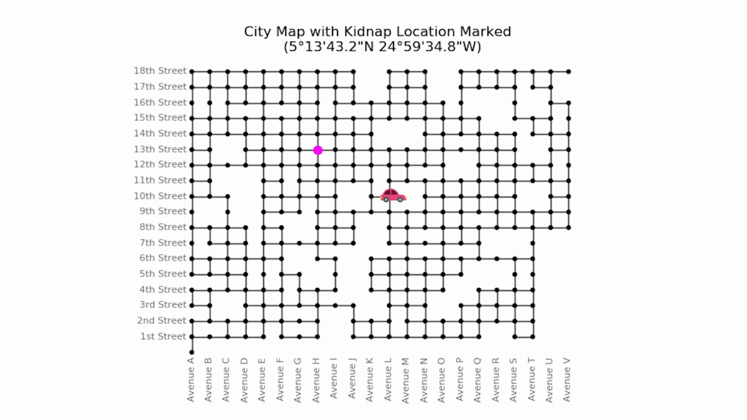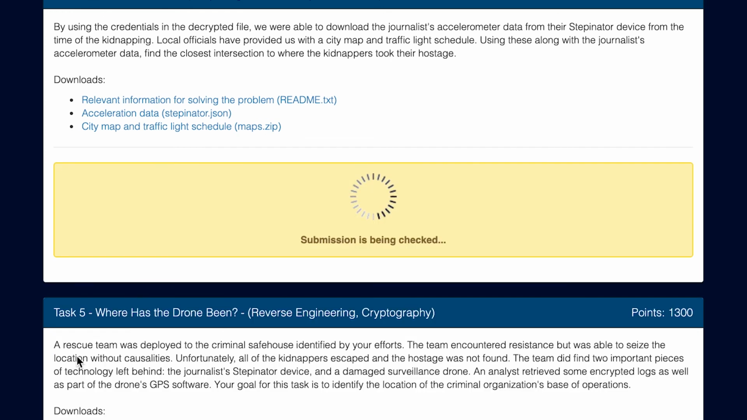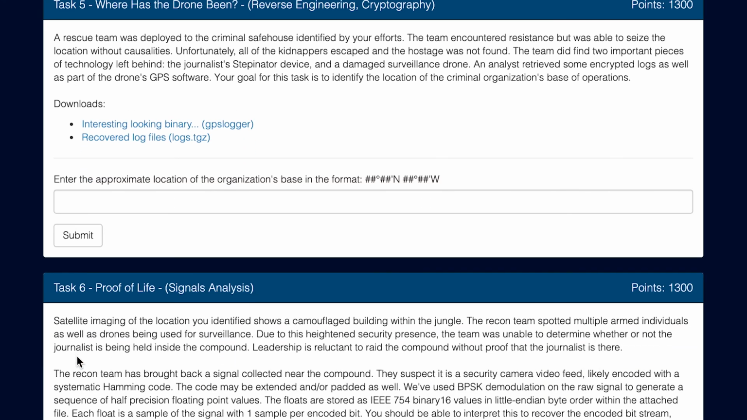Unfortunately, the creators were forced to implement some additional wait times to discourage people from brute forcing this challenge, but after a little bit of trial and error, I was able to determine that the correct answer was this car at L10. You can see how this challenge definitely takes a little bit of graph theory, as well as just some logical thinking to be able to figure out. But now we've been able to narrow down where the kidnapped journalist was taken in the minutes after their original kidnapping, and we can continue on to task 5.